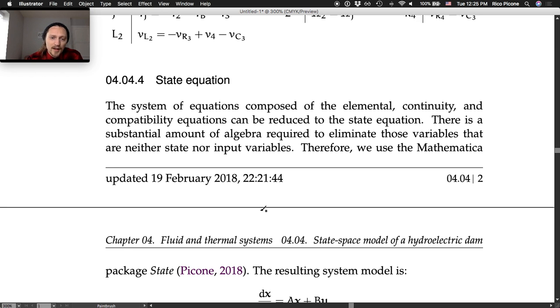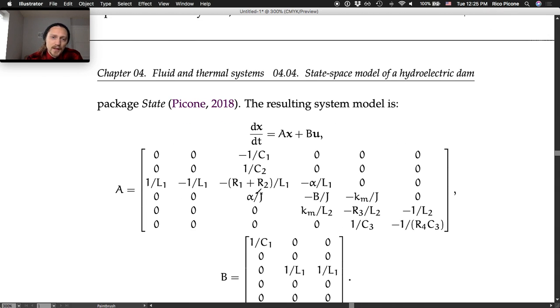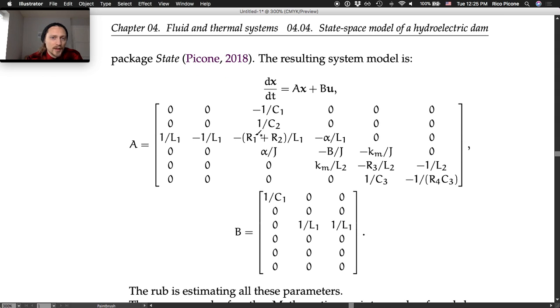Therefore, we use the Mathematica package state, which is available on GitHub, so it's pretty easy to use if you download an example. I actually included this in there as an example, so it's up there, so you can just download it and use it, or adapt it to your problem.